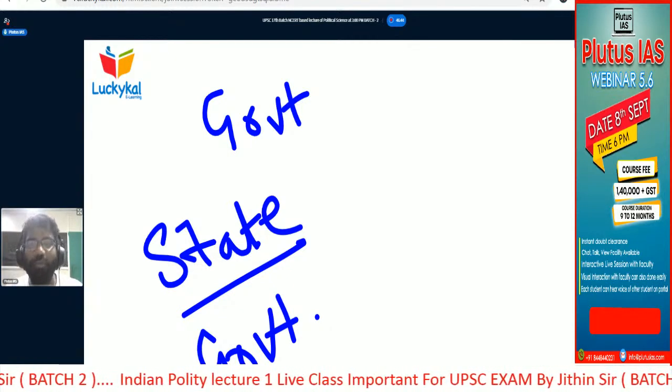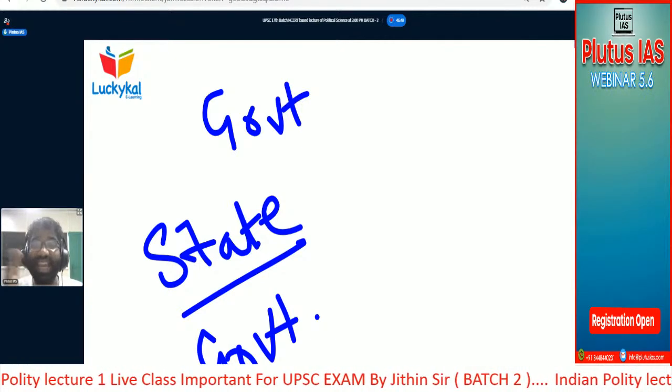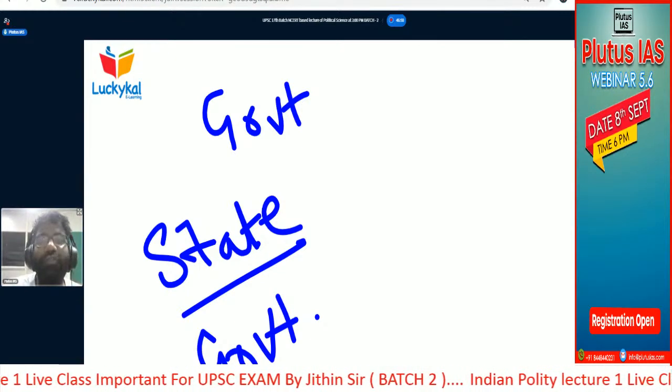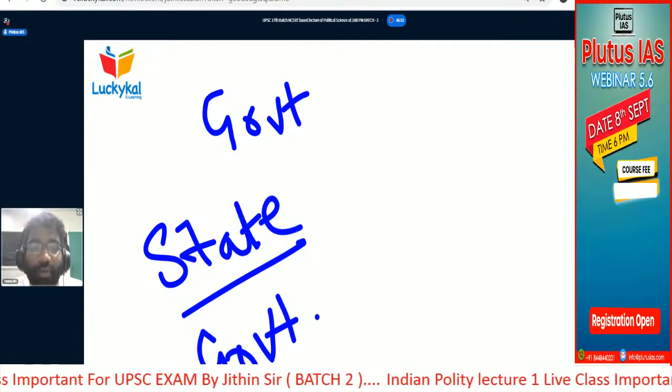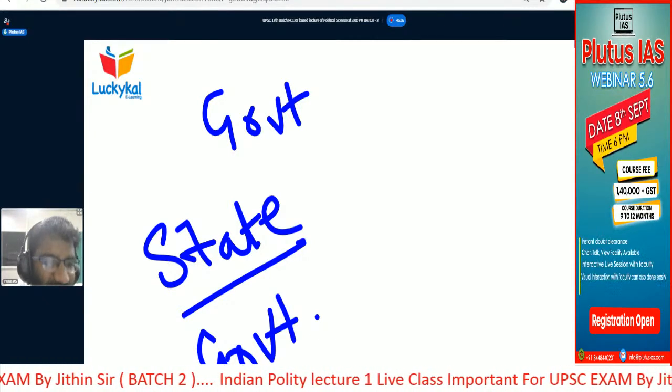That is union government. The second form of government is state government. Different government for different state. That is the second form of government. Clear? Anyone has any doubts?